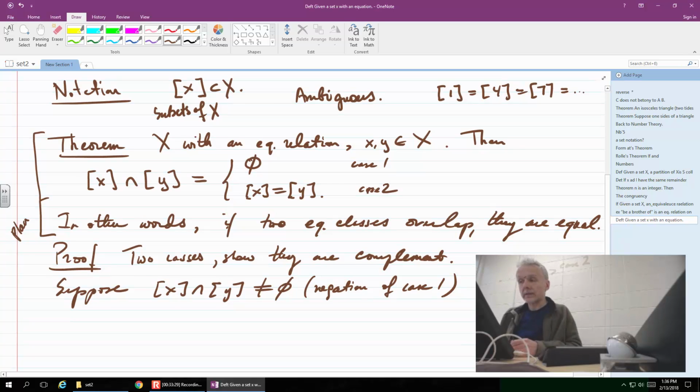Okay, so let's unwrap this. So this is the statement. So we have to put out of our heads what we're trying to prove, actually, and just work with only what we have available. So two equivalence classes, what does it mean for two sets? They're just two sets, and the intersection is non-empty. What's the meaning of non-empty? It contains an element, that's all.